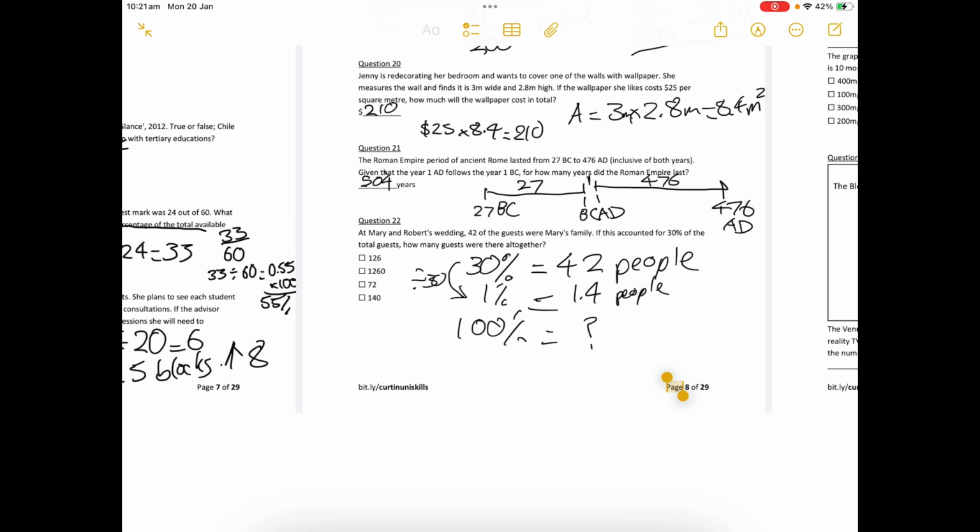Alright, so 100% is going to be 140 people at this wedding. So there we go.